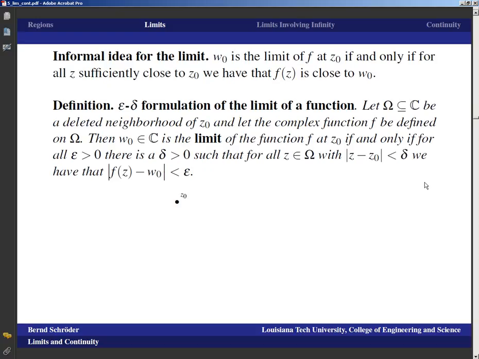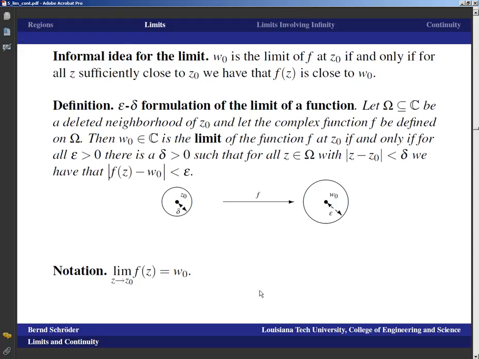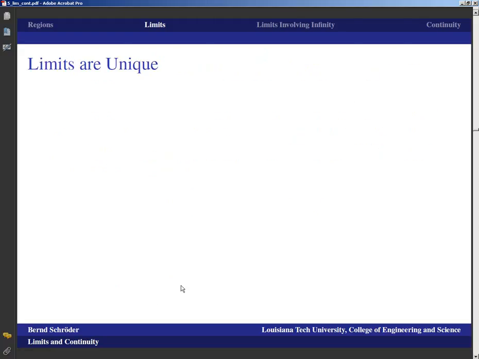Okay, so in pictures this would mean we've got z0 here, we've got f, we've got w0 here, and now we have some tolerance around w0 that is given by the distance epsilon. And for this distance epsilon, we must find a delta, a threshold delta, so that as soon as z enters this threshold, as soon as |z minus z0| is smaller than delta, every z in here gets mapped into this little disk around w0. The notation is the same as in calculus. The limit as z goes to z0 of f of z is w0.